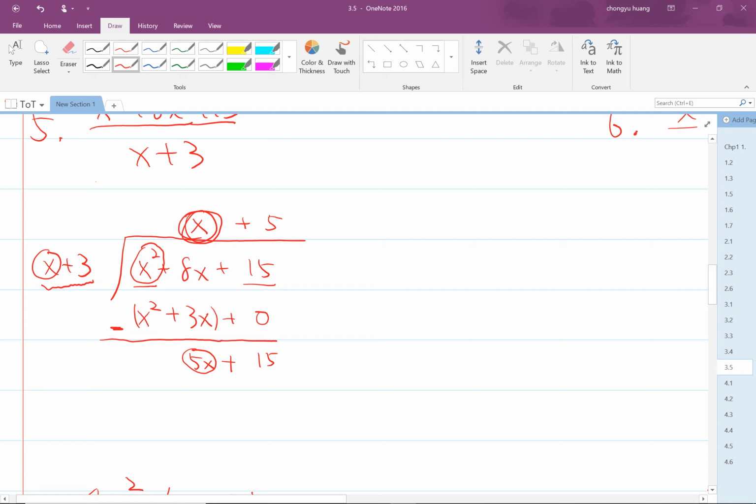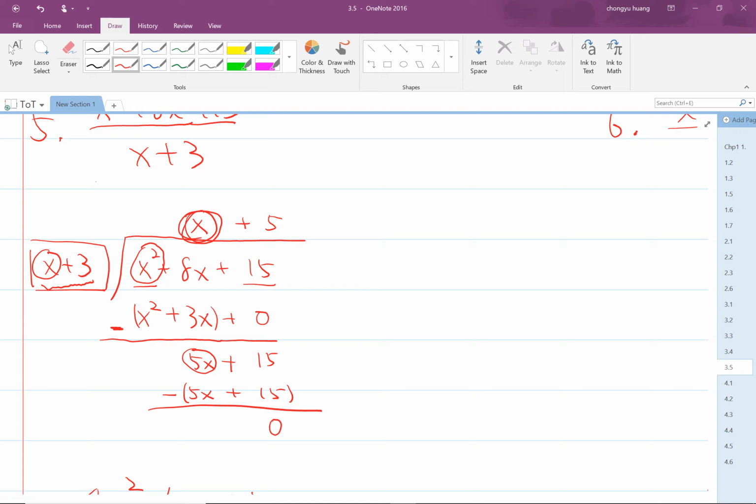The same thing happens here. We have 5x plus 15, so you want to cancel out 5x, so you have to multiply by 5. If you multiply 5 by x plus 3, it becomes 5x plus 15, and then you minus the whole thing. Now it just becomes 0. You guys get it, right?